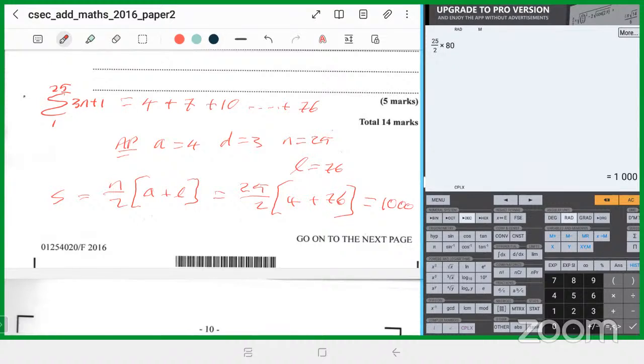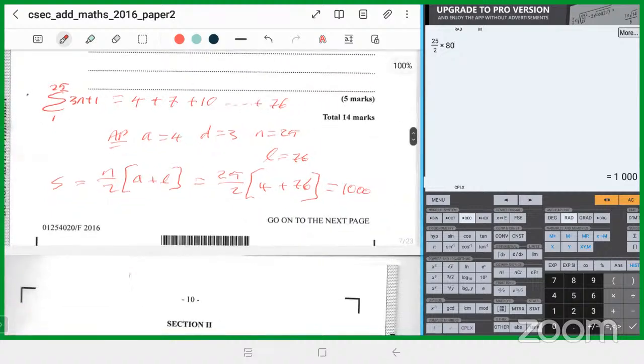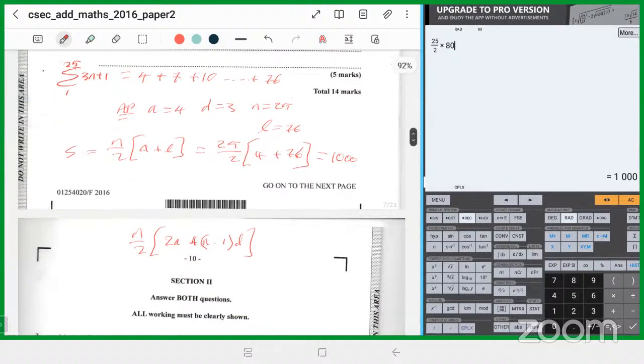That's what it becomes, 1,000. Now, you can try to get it with the other formula. So n over 2 into 2a plus n minus 1 times d. Let's try getting it and see if we get 1,000 as well.